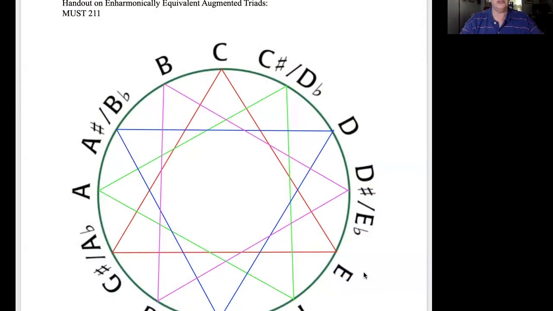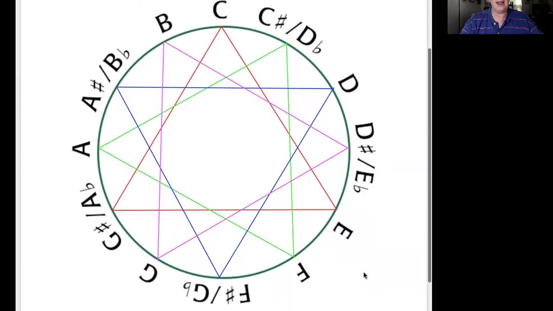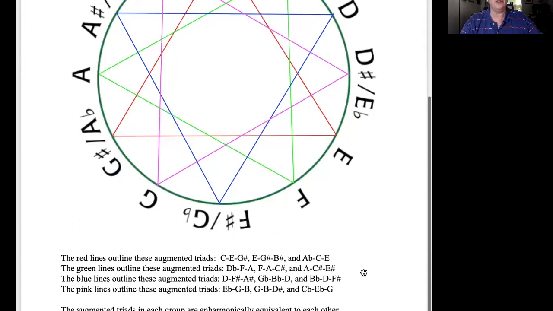So spend a little bit of time with this handout. Study it, make sure that you understand how each one of those triangles could outline 3 different augmented triads. I've given you the summary down below. And study the relevant pages in your textbook. Let me know if you have any questions about this.